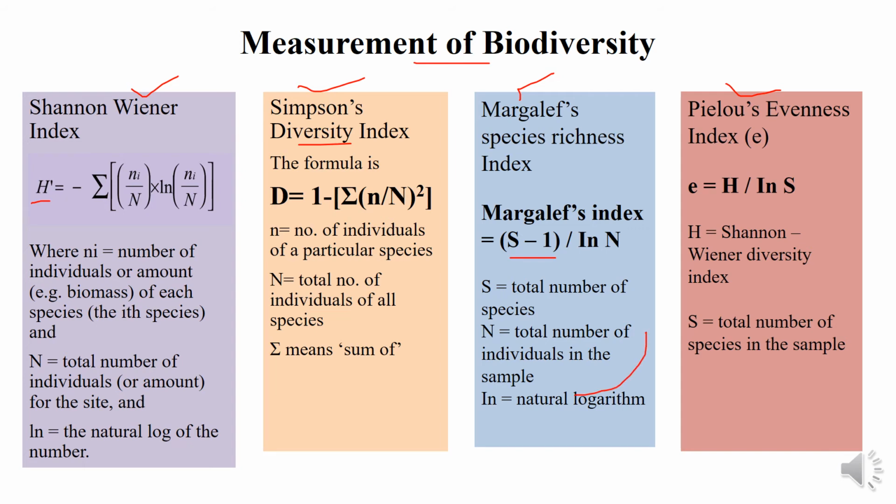And the evenness index is basically calculated from the Shannon-Wiener index. Evenness is equal to the Shannon-Wiener index divided by ln of S, where S is the total number of species in the sample. So these are the four very important biodiversity measurements, called the diversity indices. We'll check them in the practical session.